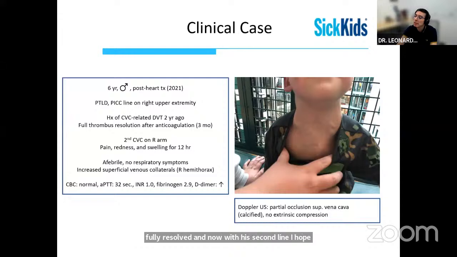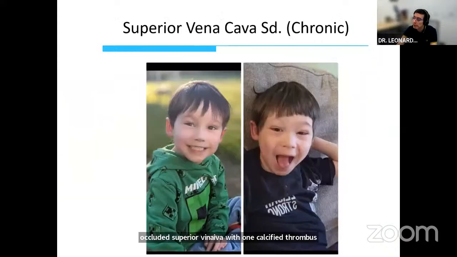Well, this is the chest, the cardiac operation, but he also had two PICCs in the past, and this is how he was presenting with some degree of shortness of breath, and these are the coagulation tests he had with, not surprisingly, increased D-dimer. The Doppler ultrasound findings showed a partially occluded superior vena cava with one calcified thrombus, showing some chronicity there.